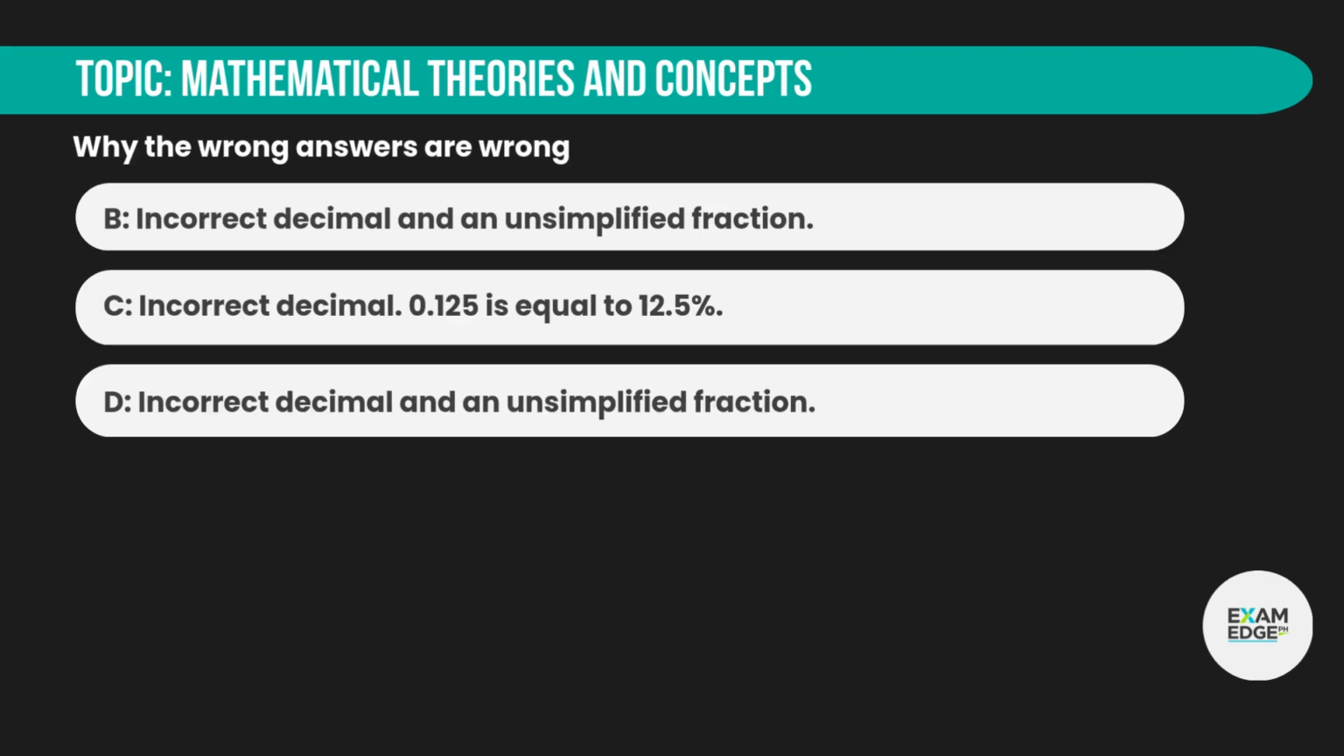Why the wrong answers are wrong? B. Incorrect decimal and an unsimplified fraction. C. Incorrect decimal. 0.125 is equal to 12.5%. D. Incorrect decimal and an unsimplified fraction.